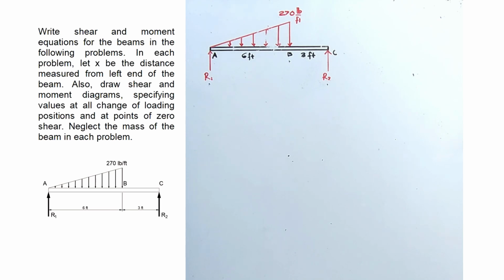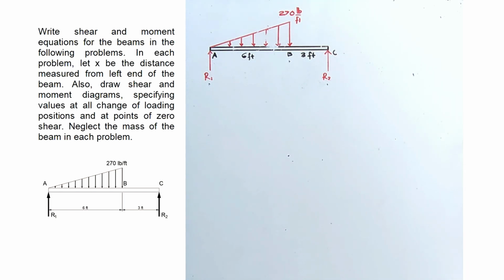Write shear and moment equations for the beams in the following problems. In each problem, let x be the distance measured from the left end of the beam. Also, draw shear and moment diagrams, specifying values at all changes of load positions and at all points of zero shear. Neglect the mass of the beam in each problem. Okay, so we will be doing problem 419.